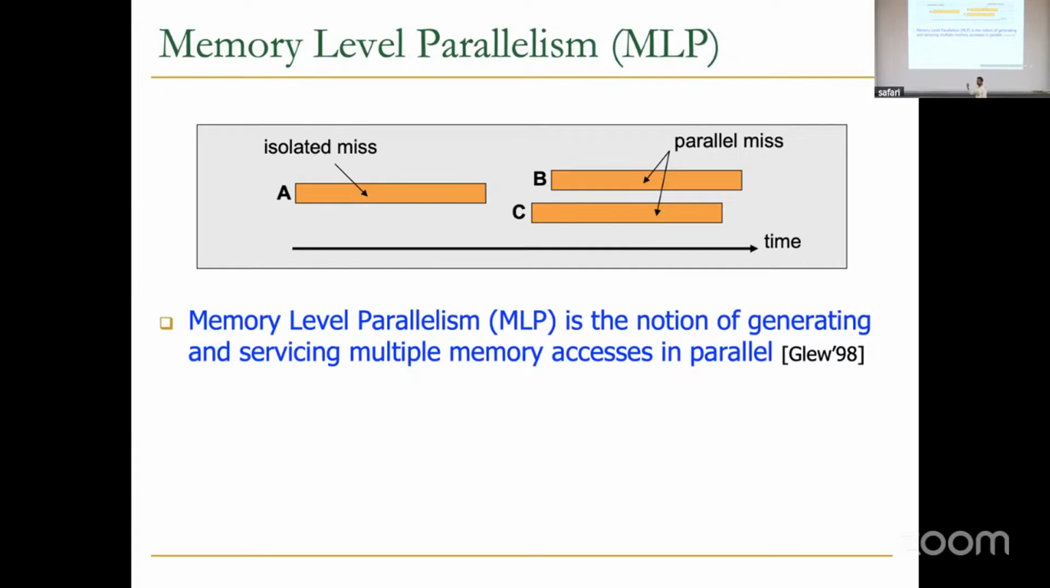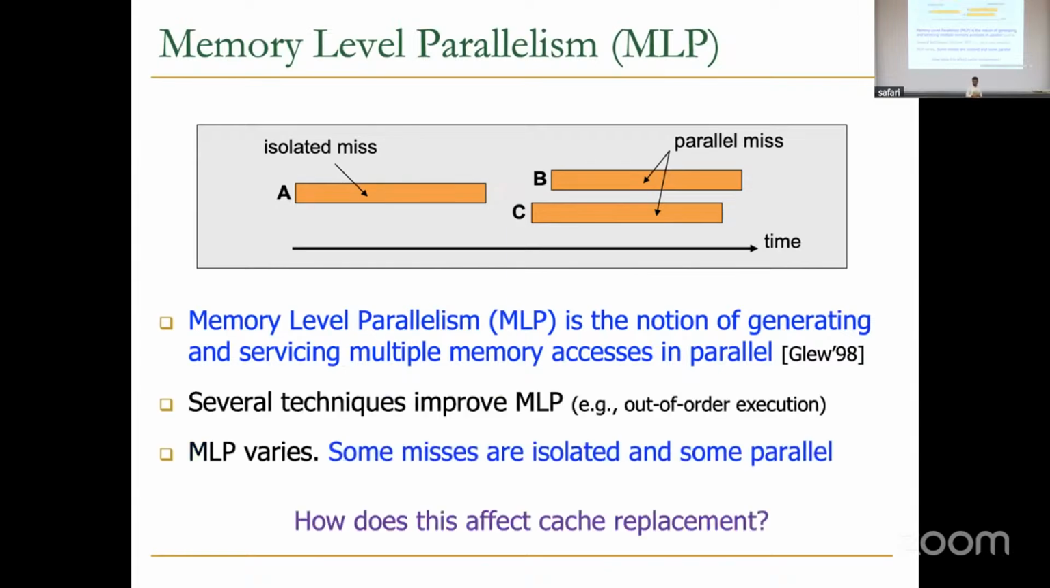Once you start probing this idea that you have memory level parallelism going on, the entirety of the out of order processor that we discussed in the previous lectures is designed to exploit parallelism. You execute as many instructions as possible to generate as many memory requests as possible at the same time. So then you start asking how exactly this memory level parallelism affects cache performance.